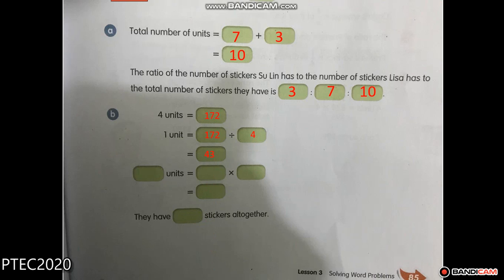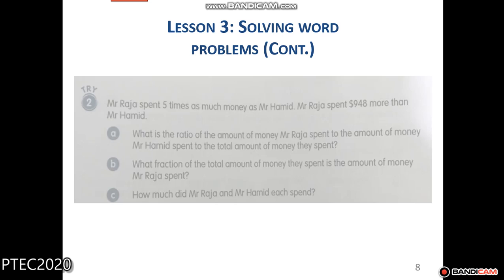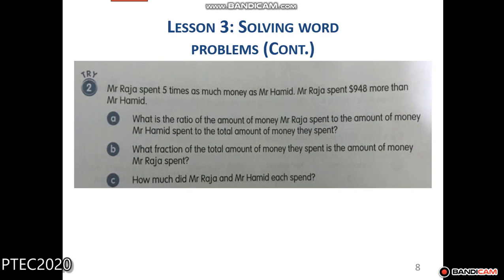So how many units altogether? There are 10 units, right? So for 10 units, you need to take 10 multiplied by 43. That will be 430 stickers. So totally they have 430 stickers. So this is for question 1. And I also give you another example. This is example 2.